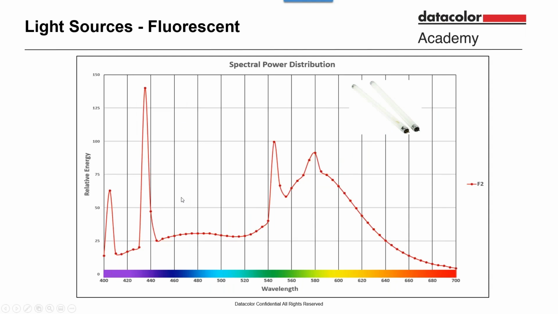Okay, the next one here we're showing is a fluorescent lamp. Now, a fluorescent lamp has a glass tube that's filled with a mixture of mercury vapor and other gases. When an electric current is applied to the electrodes, the gas inside is ionized and emits ultraviolet radiation. The inside of the glass tube is coated with phosphors that absorb the ultraviolet radiation and fluoresce, or re-radiate the energy as visible light.